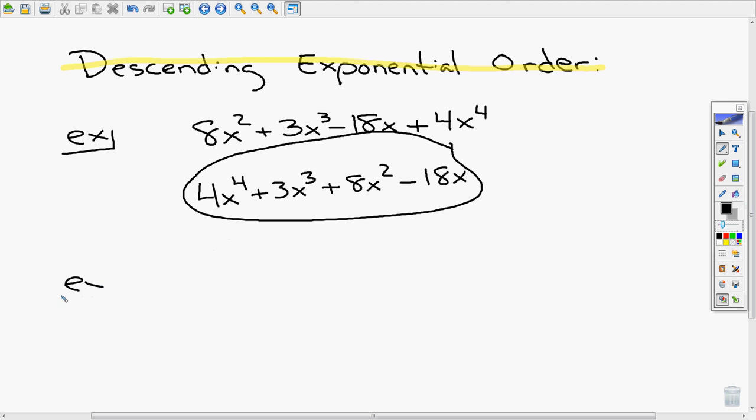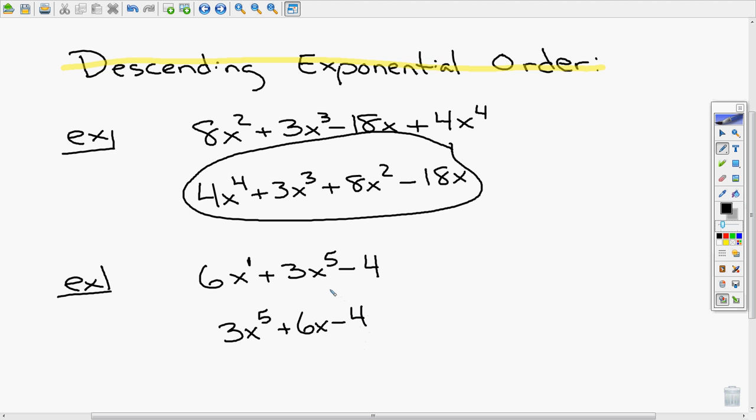Okay, one other example here. 6x plus 3x to the fifth minus 4. Pretty easy to see what the biggest exponent is, 3x to the fifth. Remember, this one right here really has a 1 on it, so that's going to be next, plus 6x, and then any constant you have, this minus 4, will just get tacked on to the end. This is written in descending exponential order.